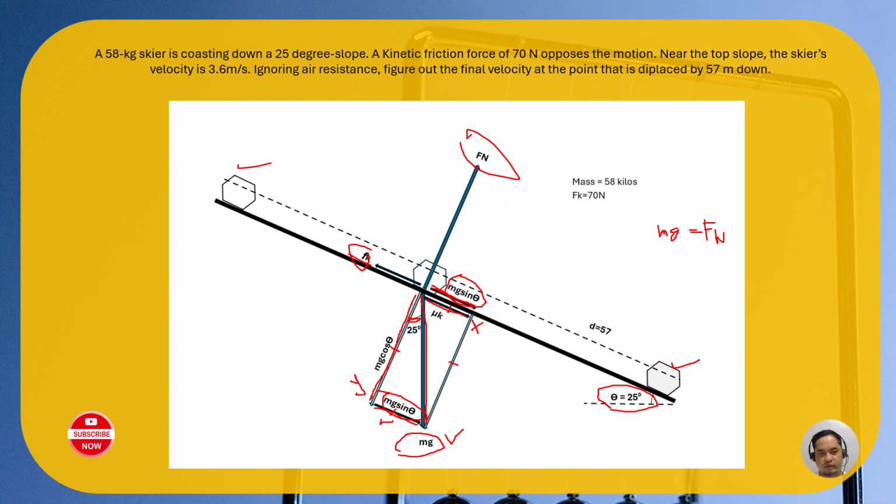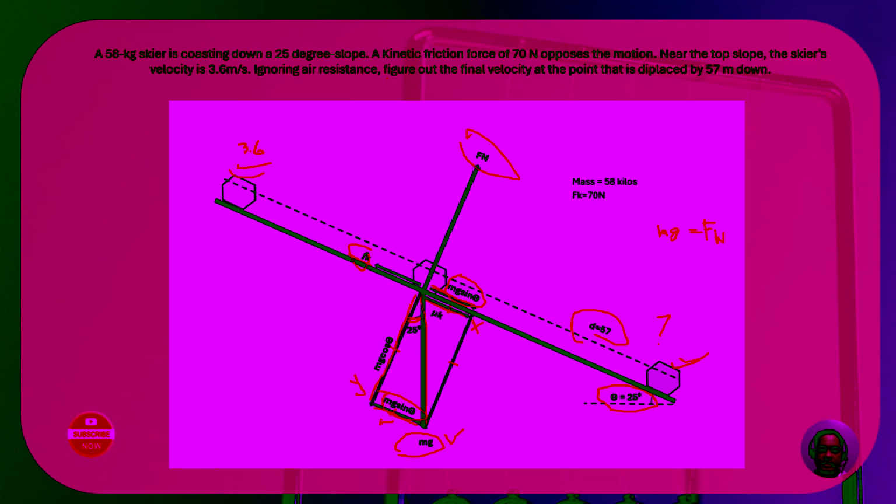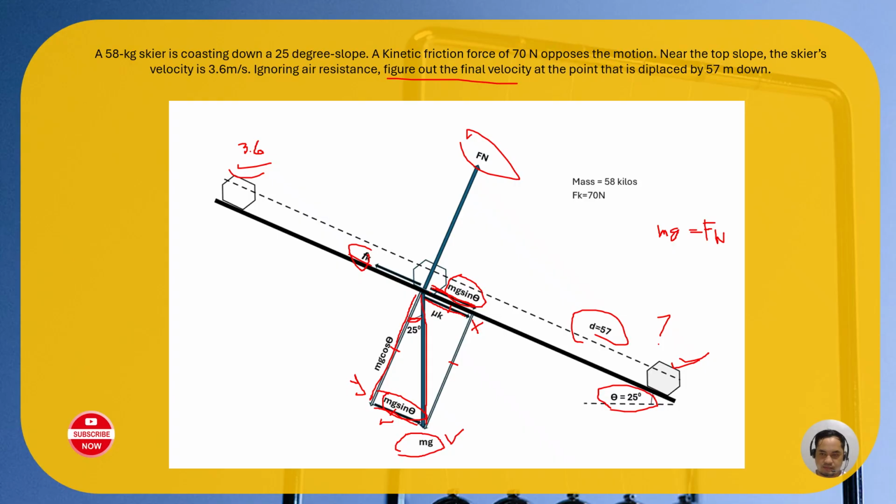And a displacement from the original position to the final position is given in the problem, it's 57. And the initial velocity from the top, according to the problem, is 3.6 meters per second, and we need to find the final velocity here. Again, our task is to figure out the final velocity.